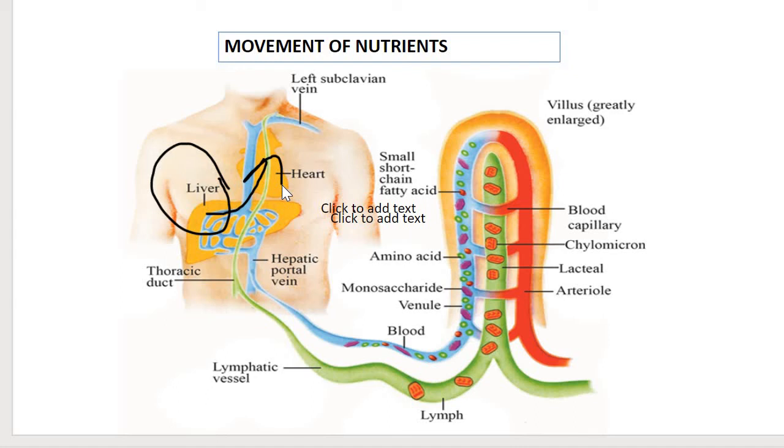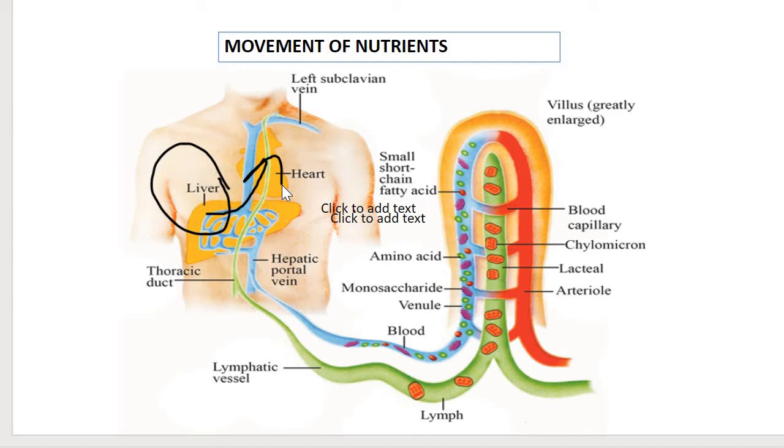But keep in your mind, we cannot send blood directly from the intestine to heart because we have to regulate many things. Ho sakta hai, you are very happy and that's why you have taken lot of sweets. And your stomach and small intestine might have digested it, but we cannot circulate this much sugar at a time in the entire body. What we have to do? We will send it to liver first.